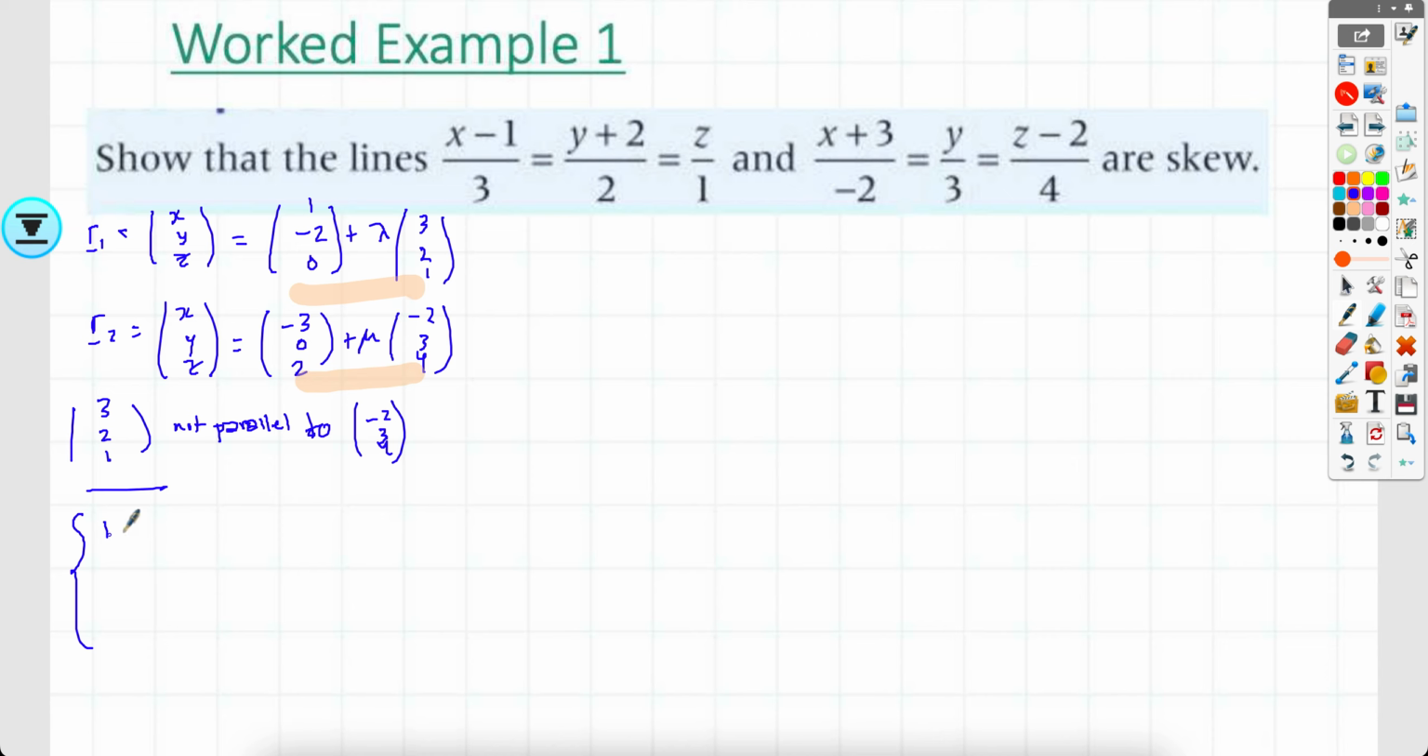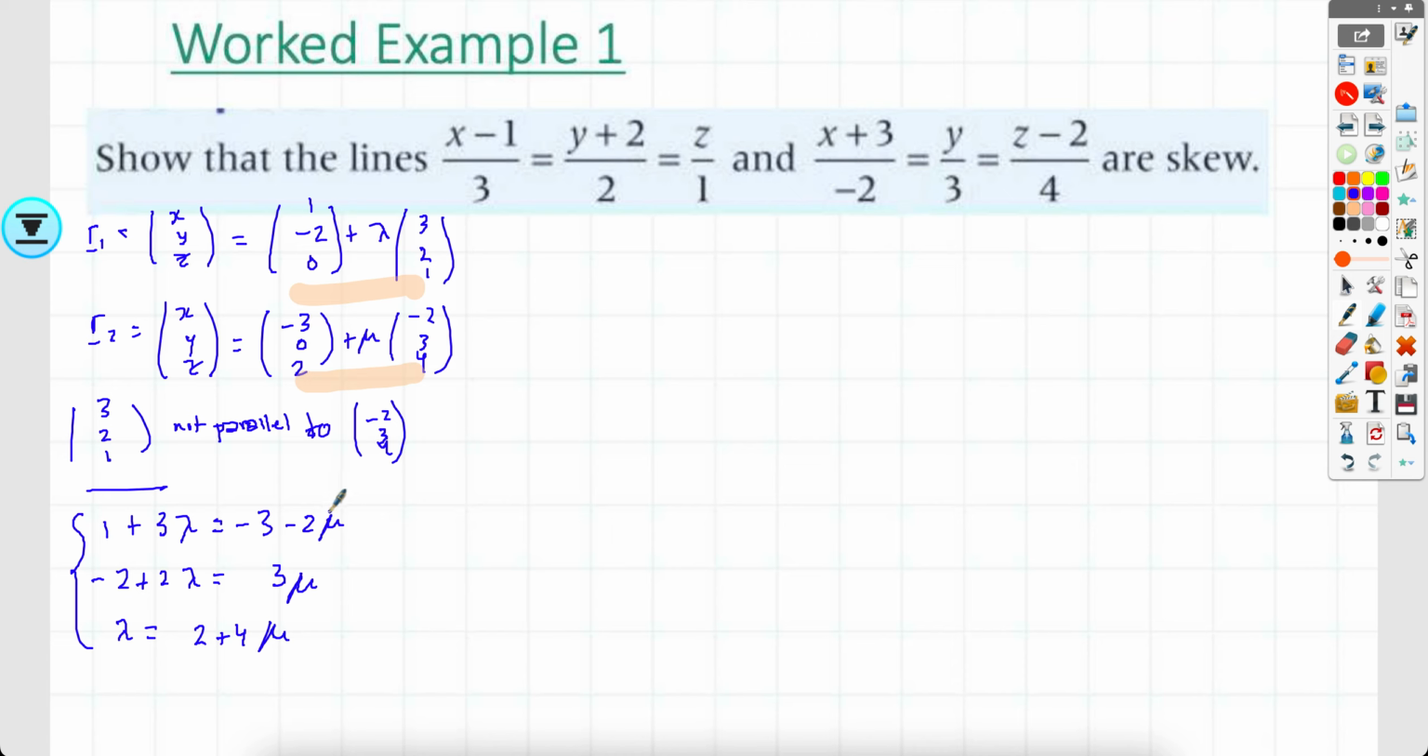So I have 1 plus 3 lambda, the first x component, is equal to the second x component, negative 3 minus 2 mu. Make sure you copy this down nicely. You don't want to make mistakes in this part. And then minus 2 plus 2 lambda is 3 mu. And then we have lambda is 2 plus 4 mu.